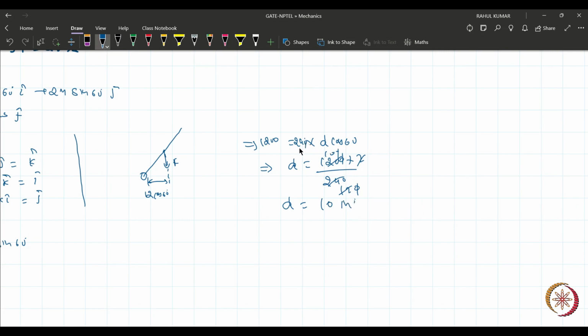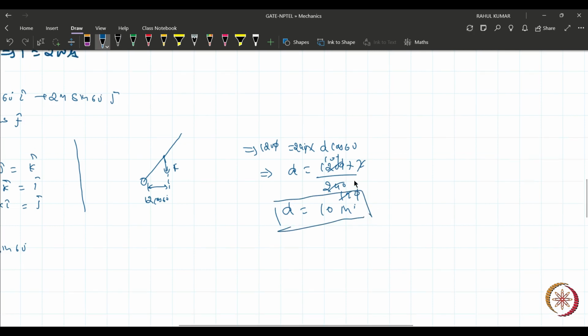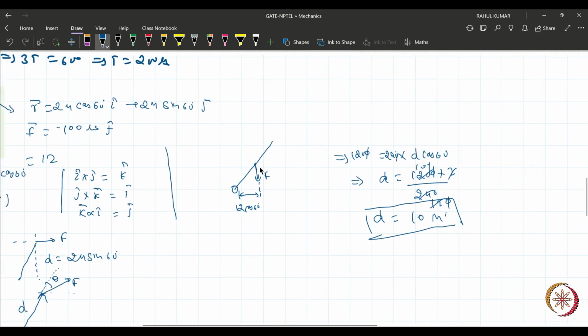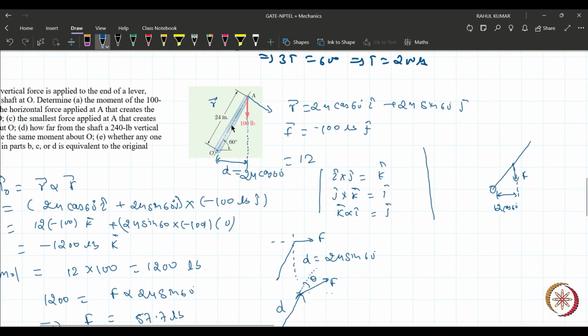Vijay, what are you getting? I am getting 5. Yeah, I will get 10, right? Sir, 10 is correct. Yeah, 10 is correct. We will get 10.